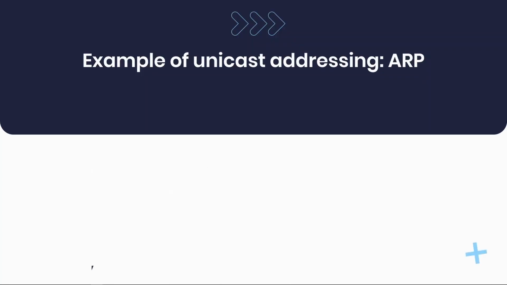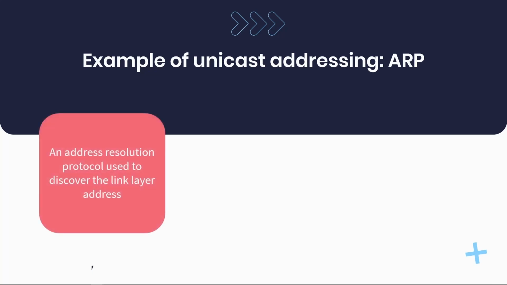Before we move on to the next type of addressing, we thought it would be a good idea to stop and quickly look at an example of unicast addressing called ARP, Address Resolution Protocol. You will notice that ARP actually also uses broadcast addressing. Right now, we're just going to talk broadly about ARP. We do explore it in more detail in the last lesson of this module.